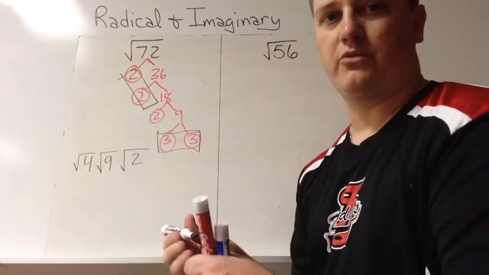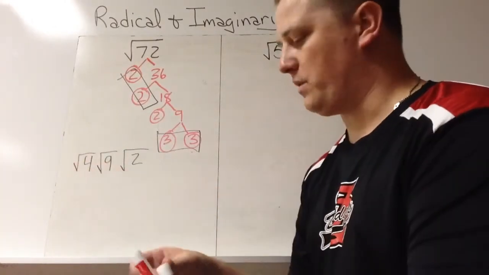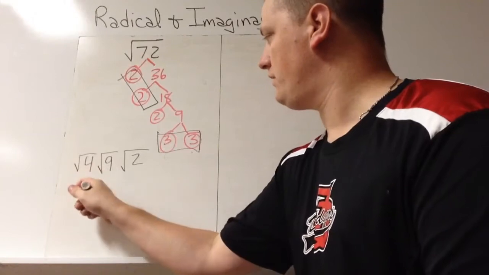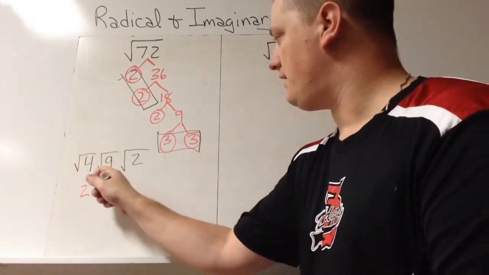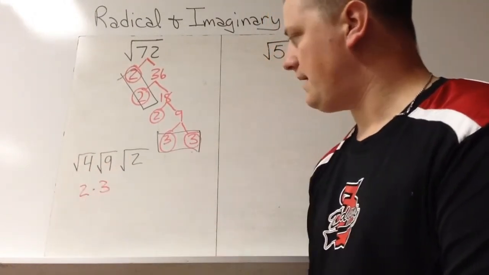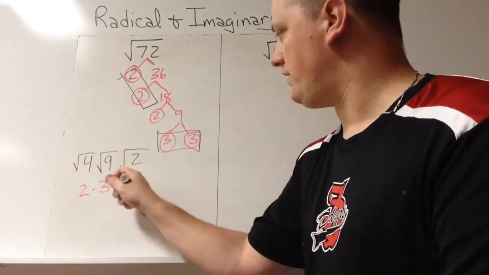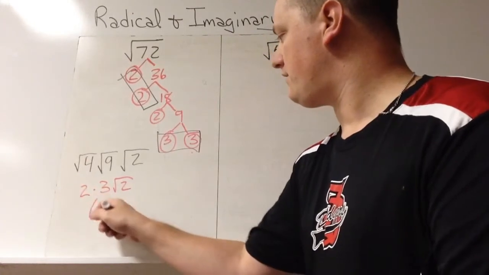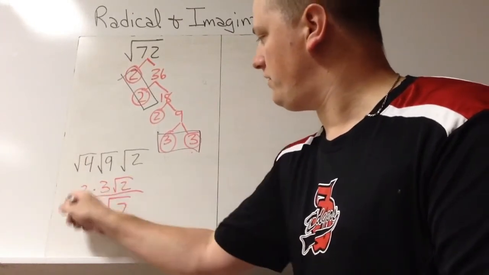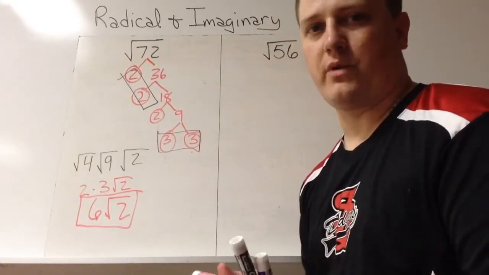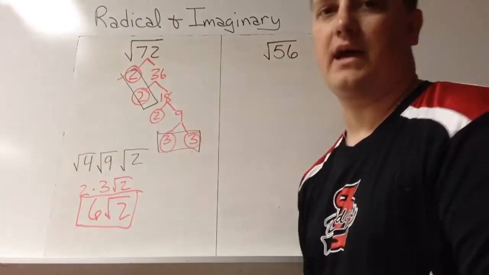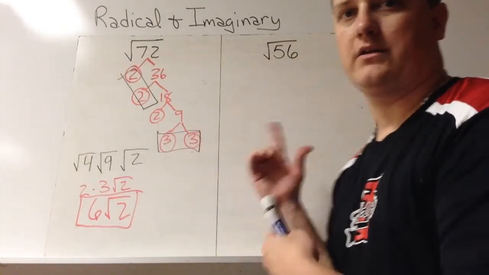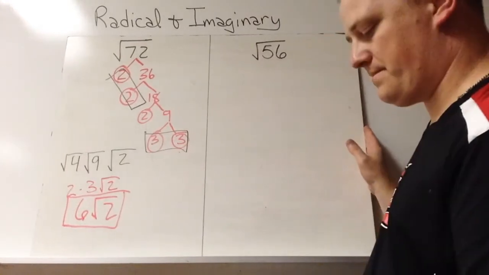Then we're going to do the square roots that we can. Square root of 4 is 2. Square root of 9 is 3. And then square root of 2 is square root of 2. 2 times 3 is 6, with square root of 2. So 6 times the square root of 2 is the same as the square root of 72. Let's try it with 56 now.